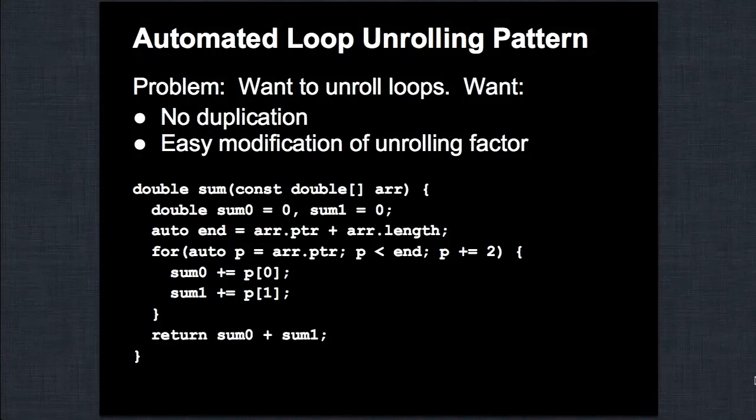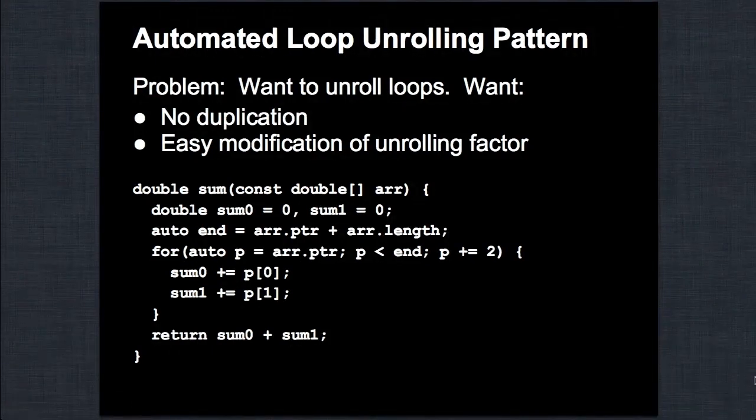But there are two problems with this. One, it's a pain to modify the unrolling factor. You'd have to change stuff here. You'd have to copy and paste this line here. You'd have to add more sum variables here. It would just be a mess. You certainly wouldn't be able to do it without having access to the function body, which matters in some cases.